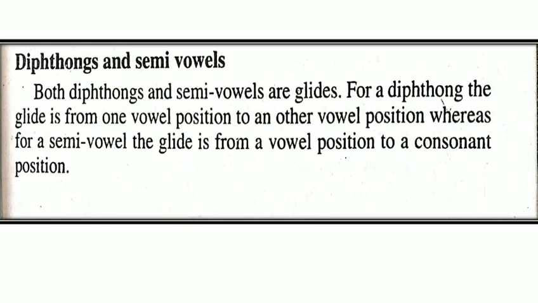Diphthongs and semivowels. Both diphthongs and semivowels are glides. For a diphthong, the glide is from one vowel position to another vowel position, whereas for a semivowel, the glide is from a vowel position to a consonant position. That is the difference. If a glide goes from a vowel position to a consonant position, it is known as a semivowel in English.